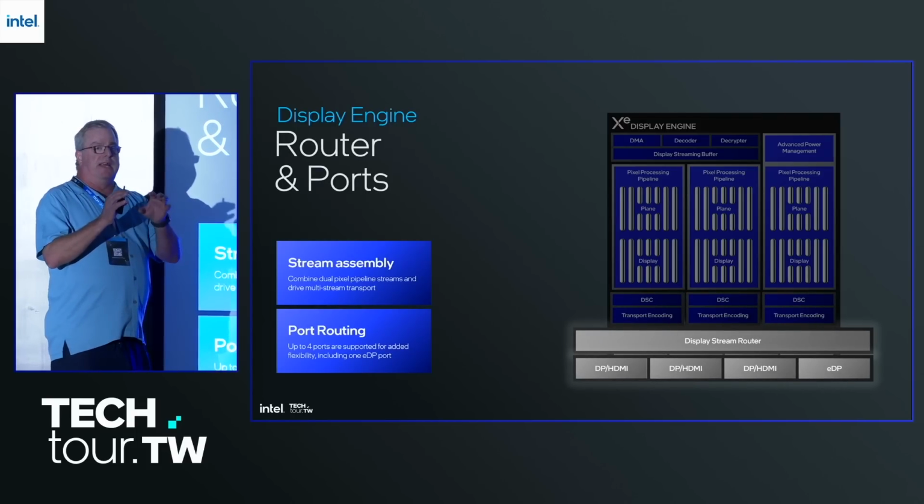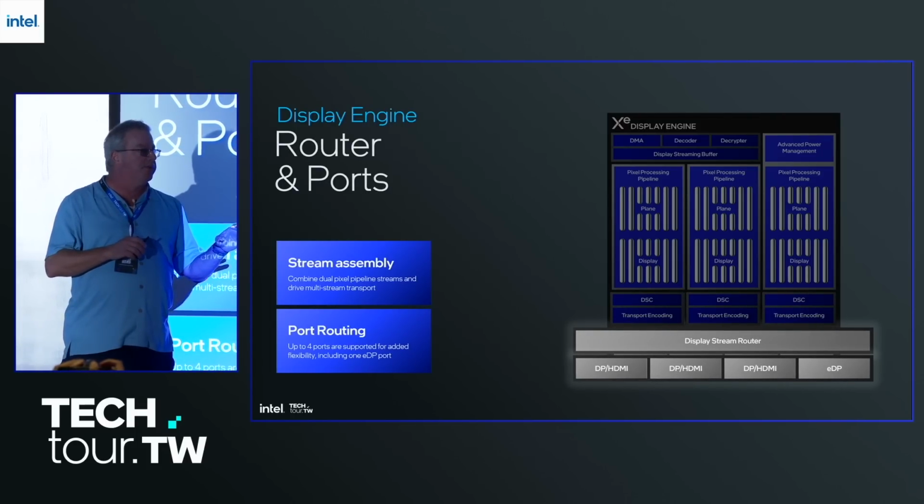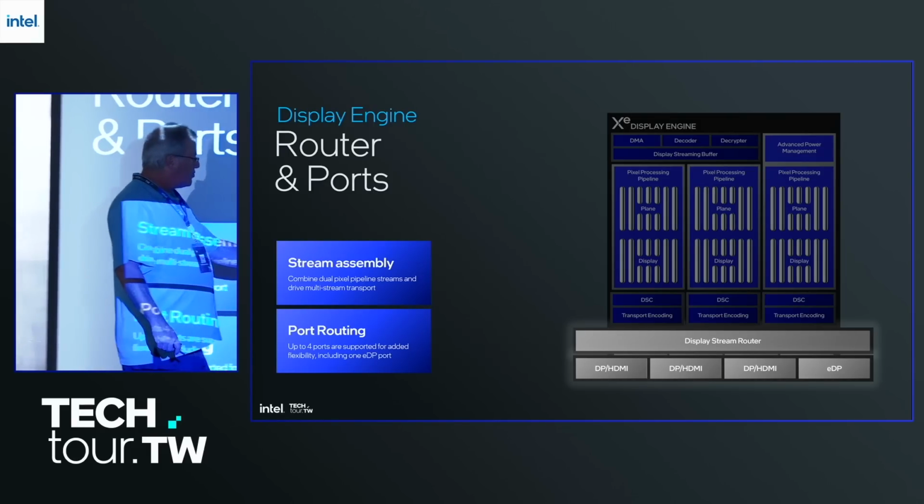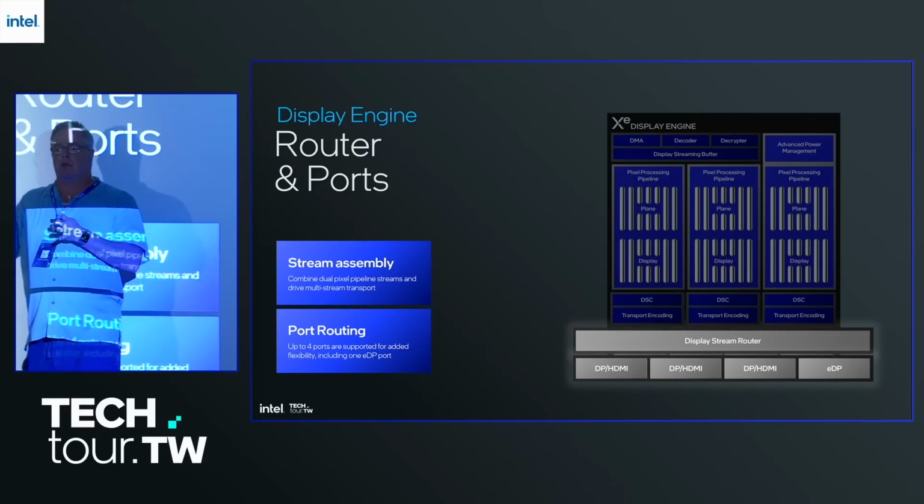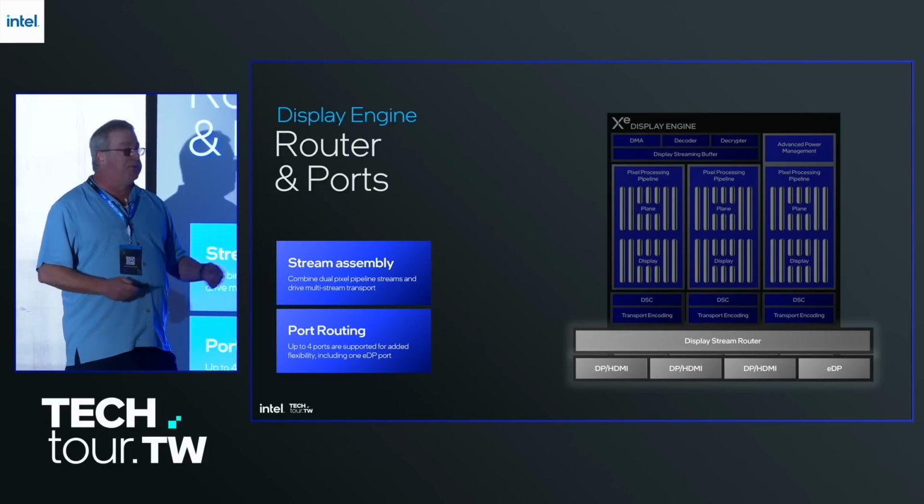Lastly, we've got this display stream router, which implements a technology called MST. If you're familiar with DP, you can actually chain heads there. That's all happening in this stream router. And you can also steer any head to any connection. So basically, plug and play is implemented in the router.